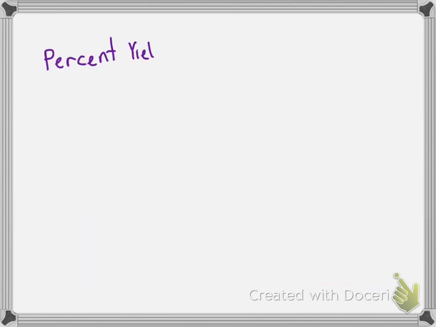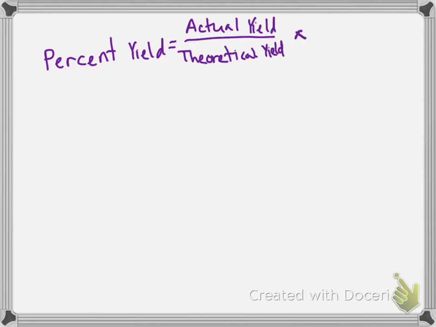So percent yield puts these together. It's the actual yield divided by the theoretical yield times 100. So once we know our actual yield and our theoretical yield, we can figure out our percent yield. What percentage of our theoretical yield, of our proposed yield, actually formed?